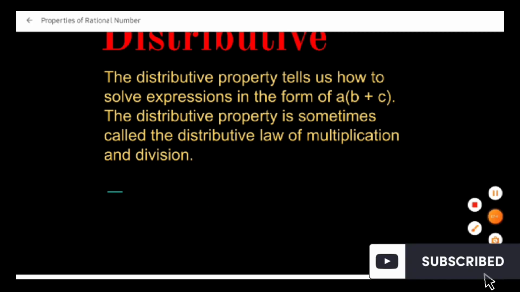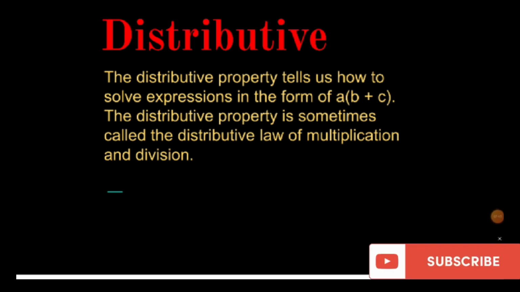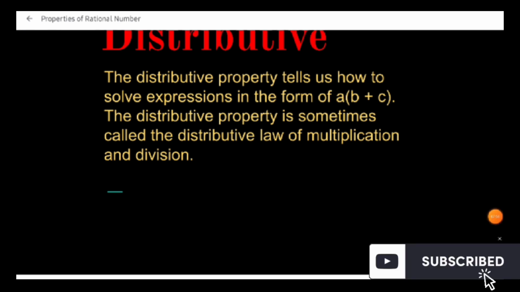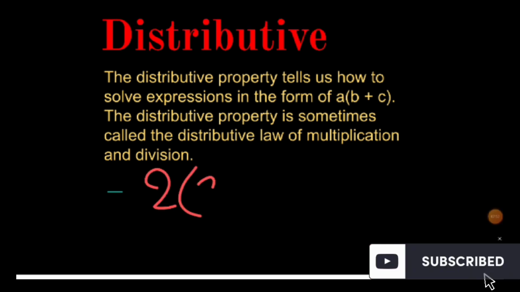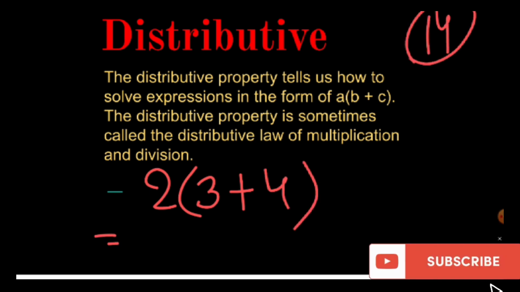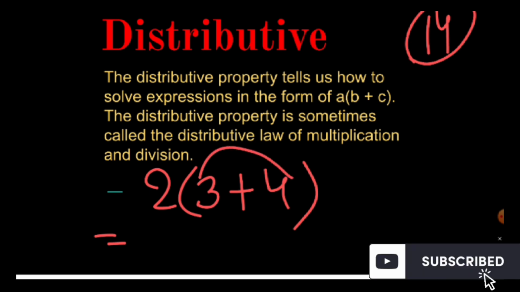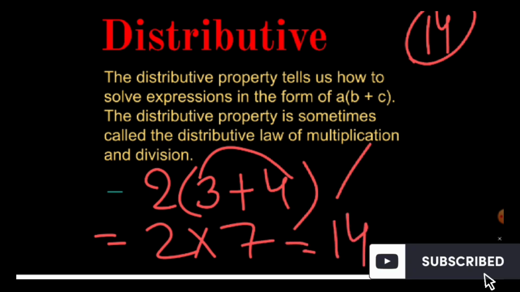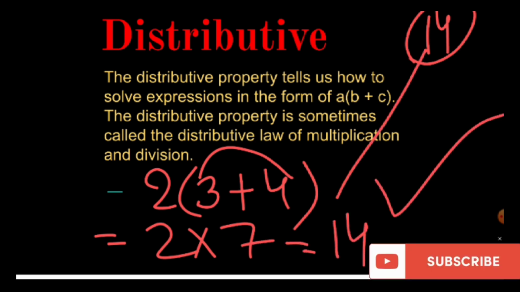Now let's do it using BODMAS. a was 2, b was 3 and c was 4, and we get 14. Here we will first add 3 and 4 and get 7. 2 into 7 is equal to 14. The answer is the same. It is applicable for multiplication over addition.